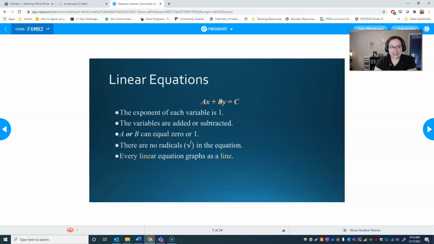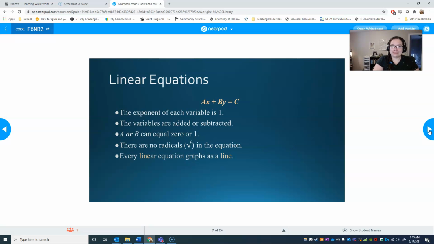So if this y term was gone and you just have x equals a number, is that a line? Yeah. And so is if you just have y equals a number. It's still a line if it doesn't have x or y, one of the variables. Second to last one is there's no radicals, no square root. And the last one is every linear equation graphs as a line.